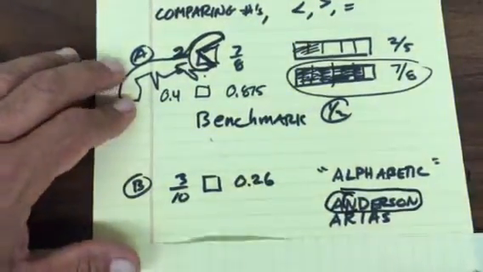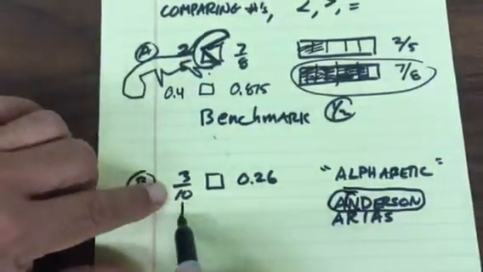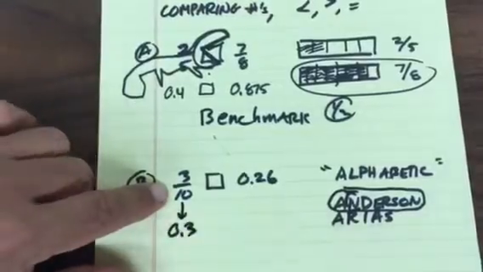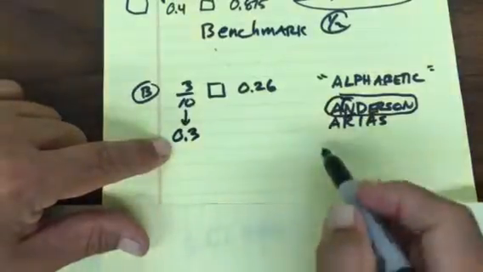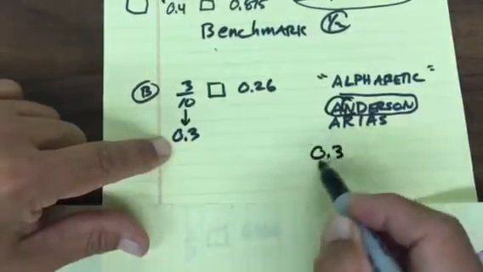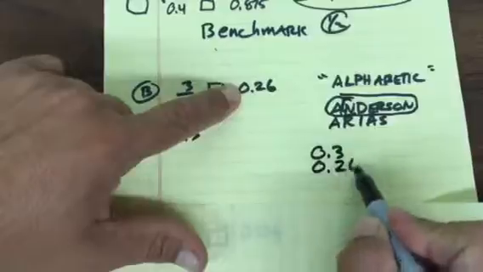You can use the same technique with numbers. 3/10 is the same as 0.3. 3/10 written in fractional form and 3/10 in decimal form. So I'm going to compare 3/10 with this number, which is 26/100ths.